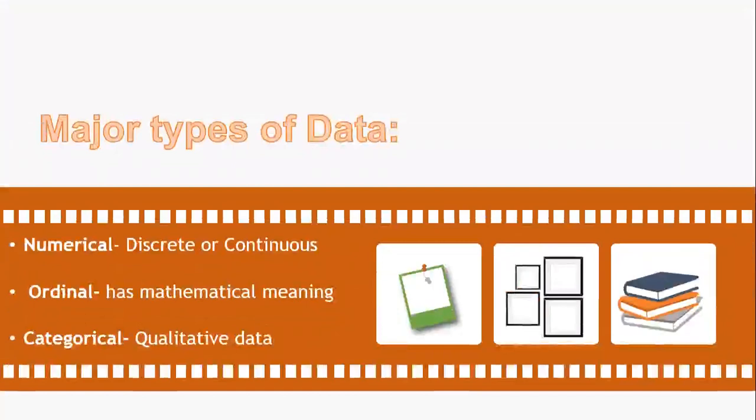Let's see what the major types of data are. Numerical data is data that is measurable, such as time, height, weight, amount, and so on. You can help yourself identify numerical data by seeing if you can average or order the numbers given in the data in ascending or descending order.